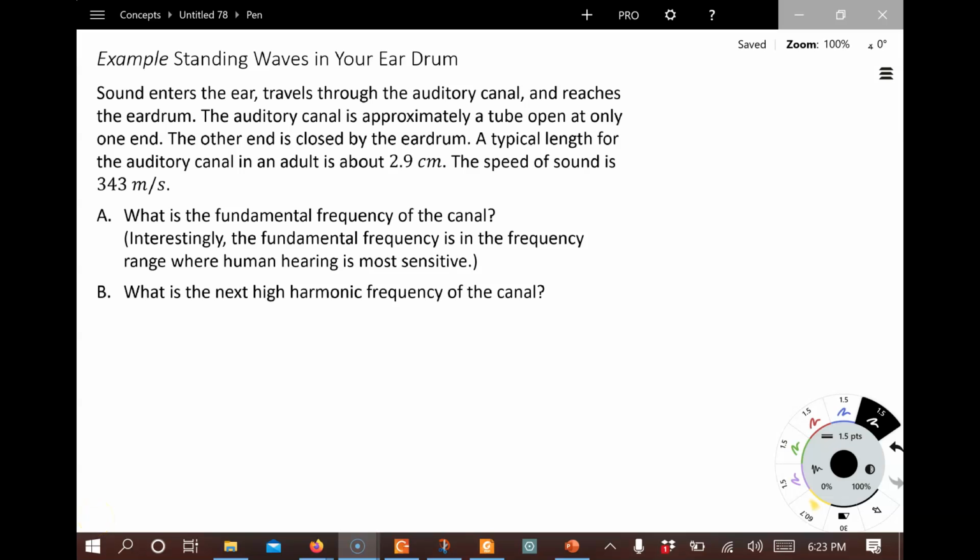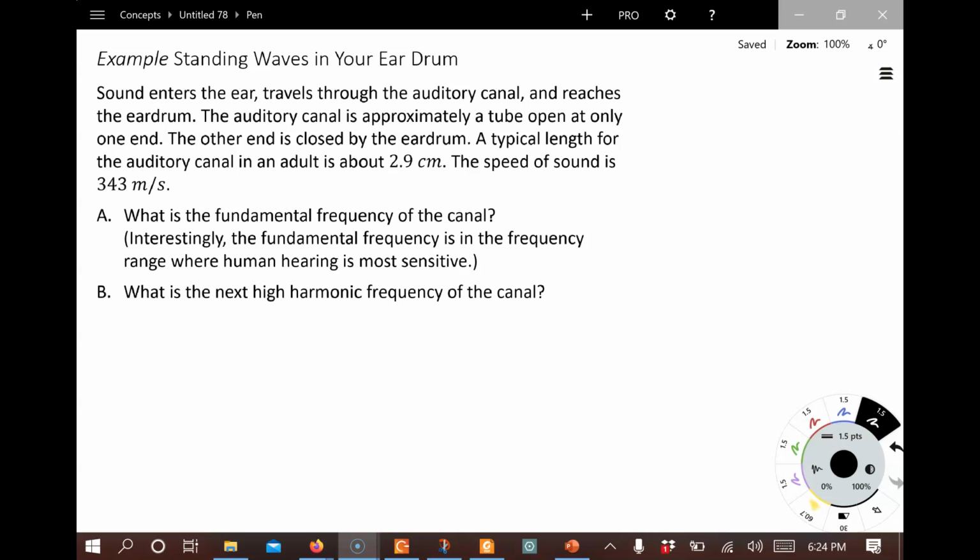Hi, this is an example problem about standing waves in a pipe, and this is from chapter 17. Pause for a moment and read the question. So this question is about your eardrum, and we're going to model the ear canal approximately as a tube open only at one end. And we want to figure out in part A, what is the fundamental frequency of the ear canal? And in part B, what is the next higher harmonic frequency of the canal?